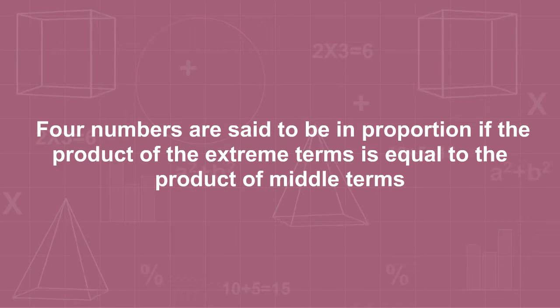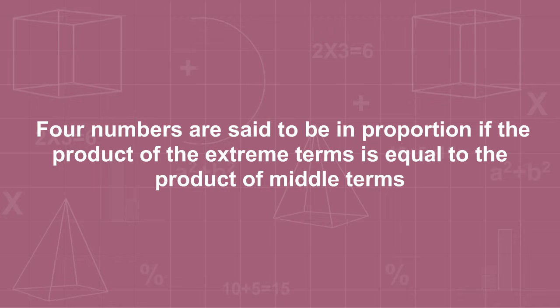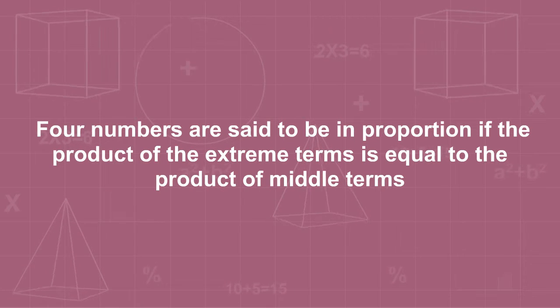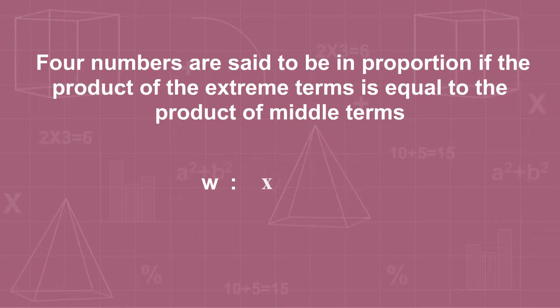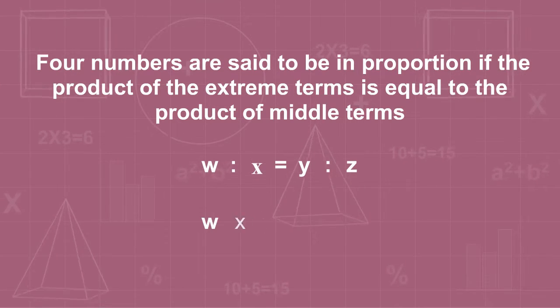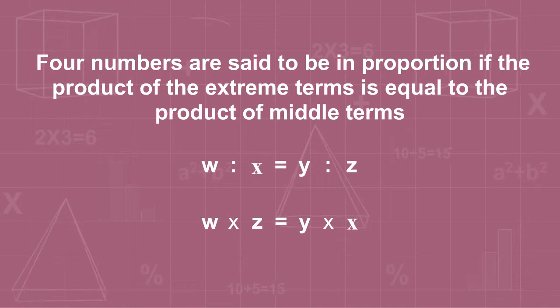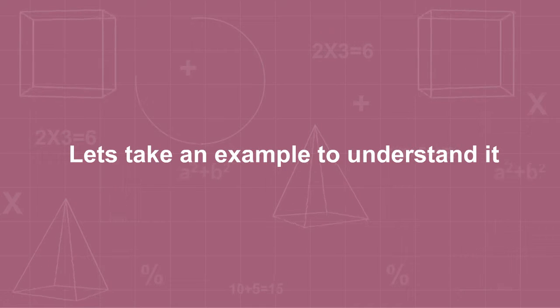Any four numbers are said to be in proportion if the product of the extreme terms is equal to the product of the middle terms, that is, W:X is equal to Y:Z, or W into Z is equal to Y into X. Let's take an example to understand it.